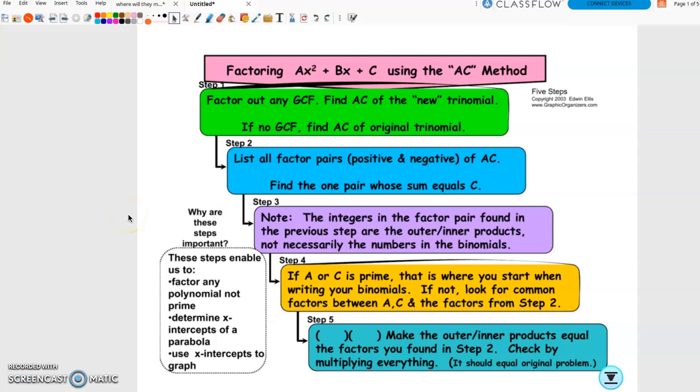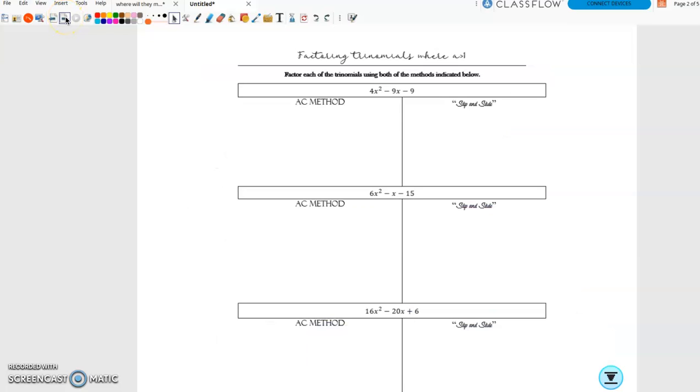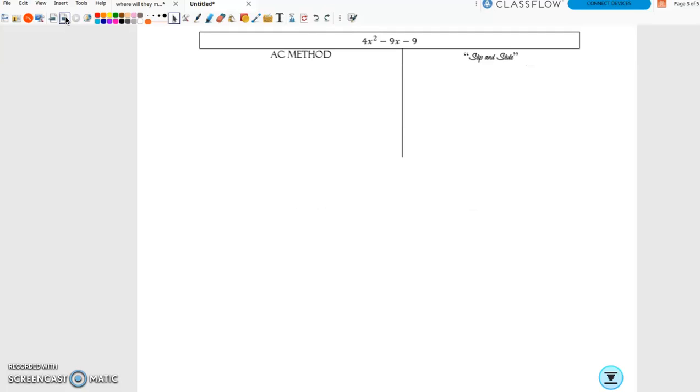Alright, in this video I'm going to walk you through using AC method and slip and slide at the same time. I'm going through the same examples that Mr. Champion did in the previous videos, but I'm going to show you side by side what they look like for the same problem. This is the sheet that we're working on for the notes. I'm not sure if I'm going to do all three, but I'm going to at least do the first one and the last one using both the slip and slide and AC methods at the same time.